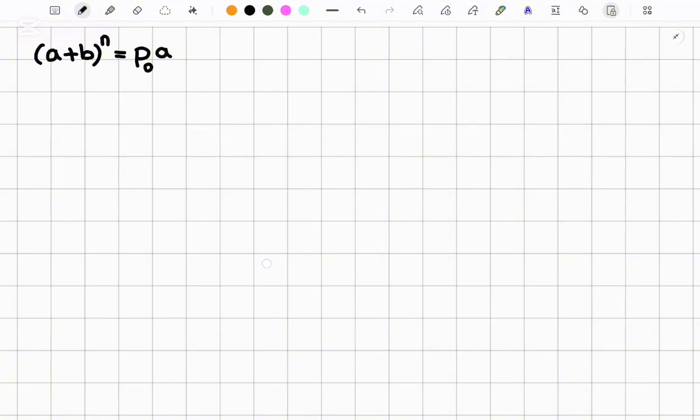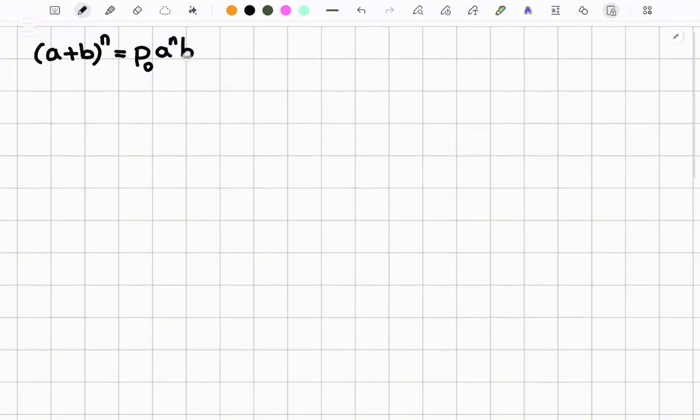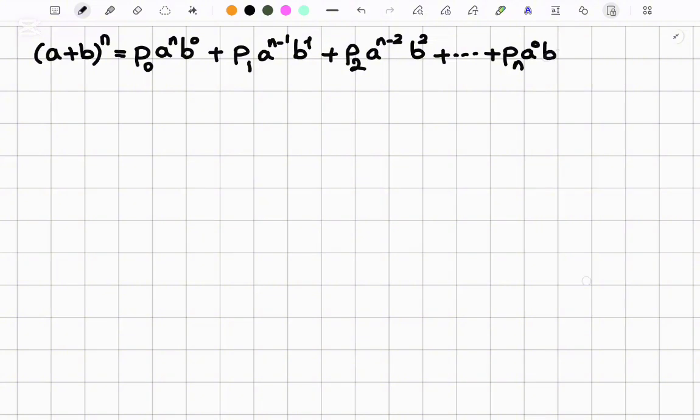We use it whenever we want to find two terms added to each other to the power of anything, okay? So this is going to be the formula, and I'm going to talk about its meaning and how it's not actually complicated at all, and it's really easy. And then plus p_n a to the power of 0 b to the power of n. I'm going to have an example and then I'll tell you the meaning exactly.